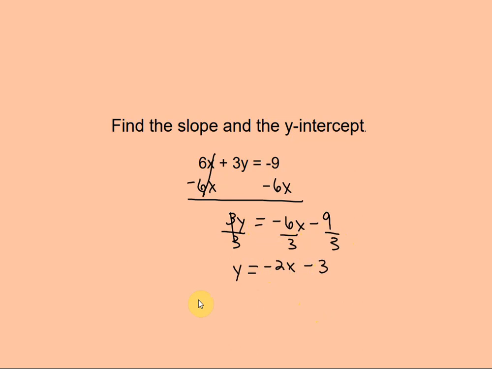Now it's in slope-intercept form, so we can pull out our slope and our y-intercept. The slope of this equation would be negative 2, and our y-intercept is negative 3.